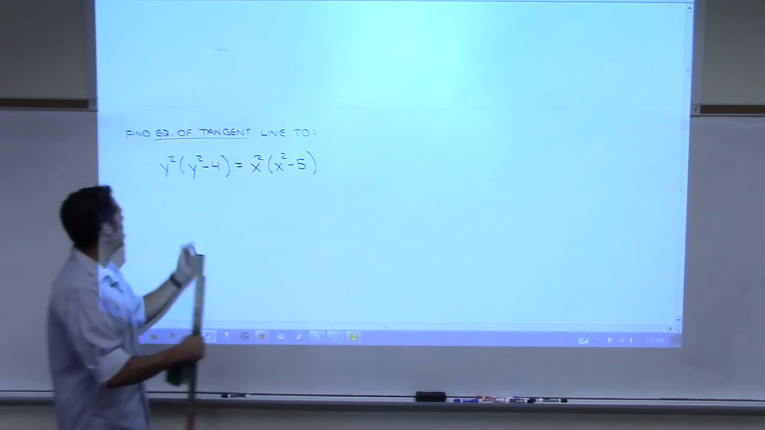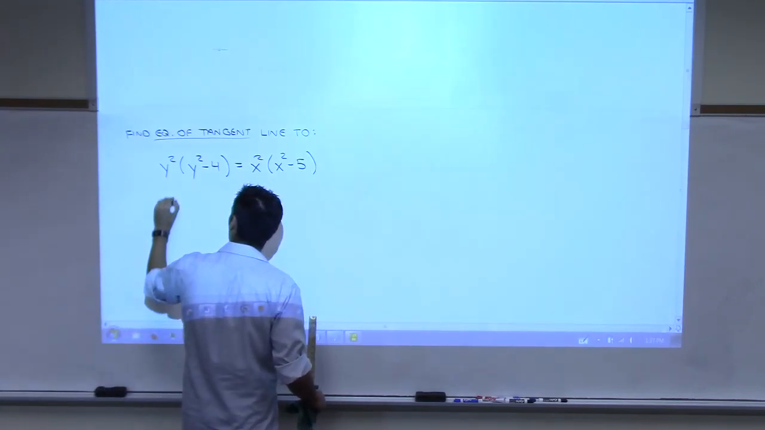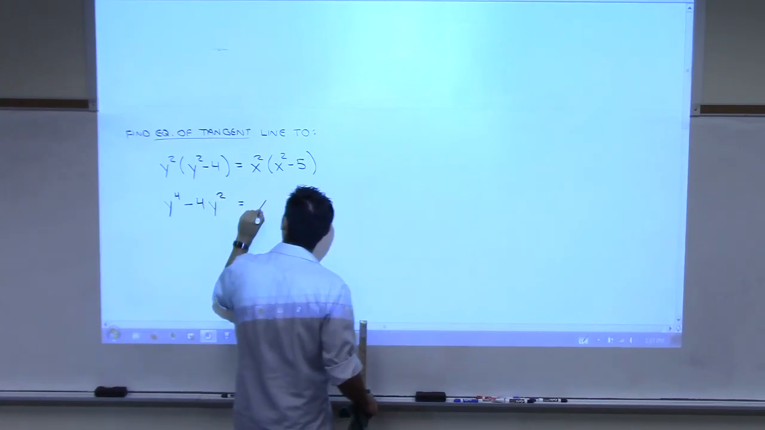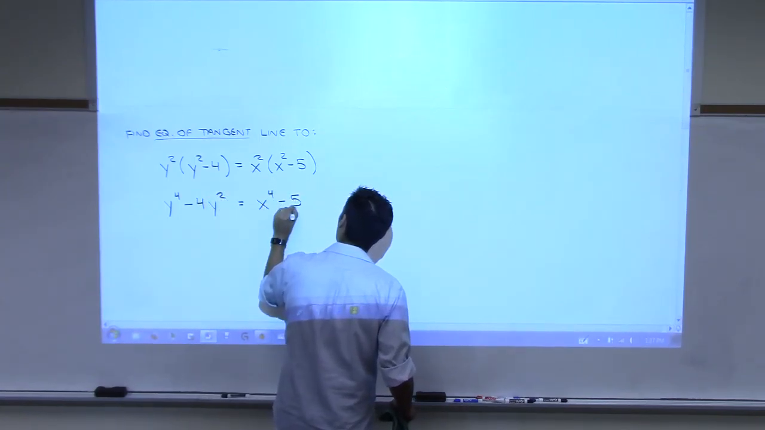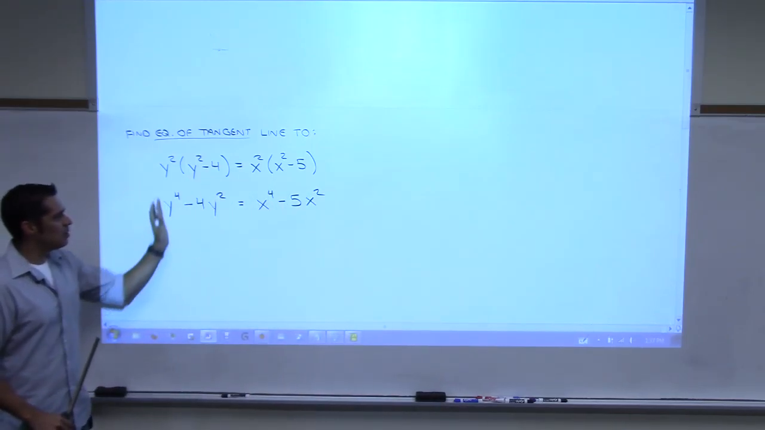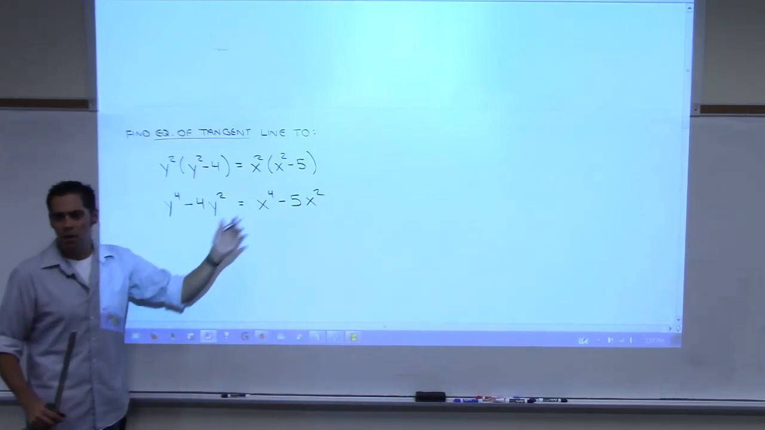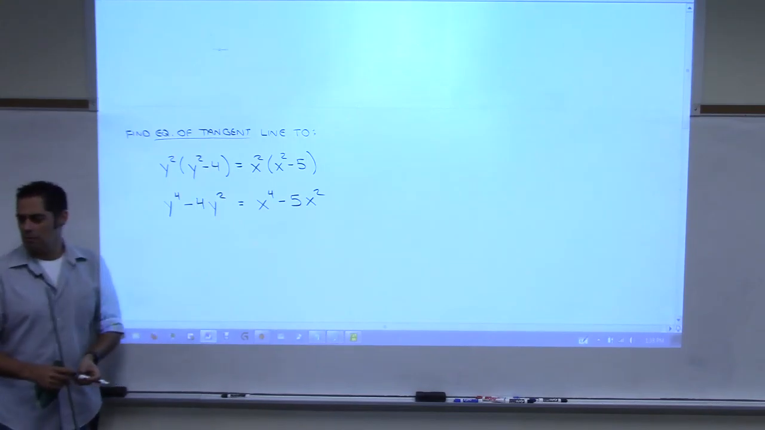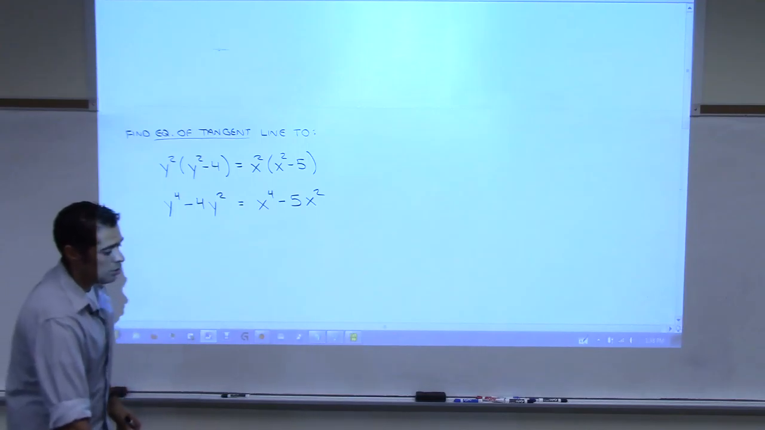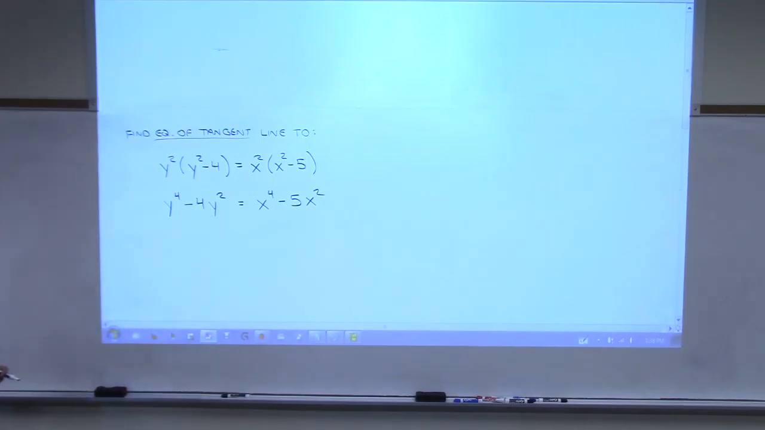If I distribute that, I'm going to get y to the fourth minus 4y squared. If I distribute the x squared through, I'm going to get x to the fourth minus 5x squared. That's easier to differentiate because I can just do it term by term, right? No product rule at all. Do you see how much cleaner that's going to be? Now, could you have done it with the product rule? Yes, you could have. Maybe I'll write down what that would be, but let me do it this way first.